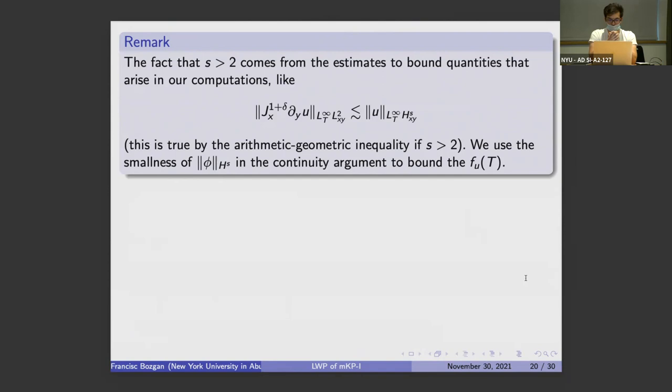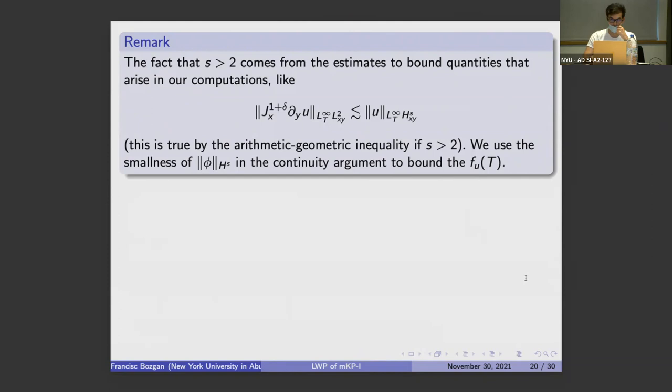And also another important remark is that the smallness of the initial data is also used in the continuity argument that I used to bound F sub U of T. So basically the continuity argument says that F sub U of T is bounded by a polynomial that involves the initial data and F sub U of T, and of course for small initial data, I'll also have a bound for F sub U of T.